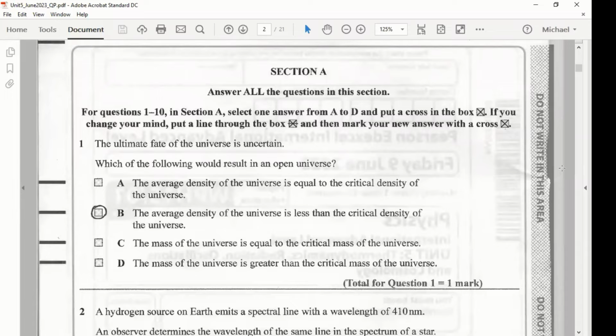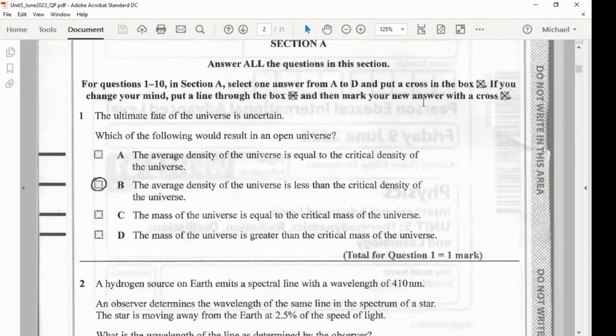The ultimate fate of the universe is uncertain. Which of the following would result in an open universe? If you remember the little graph in your textbook, there's open, there's flat, and there's closed. And it's all to do with the average density of the universe. If the average density of the universe is equal to the critical density of the universe, as per A, it would be called flat. But this is where the average density of the universe is less than the critical density, and therefore it results in an open universe. The answer is B. C and D are just red herrings.